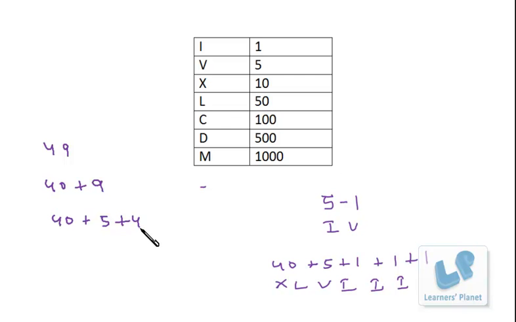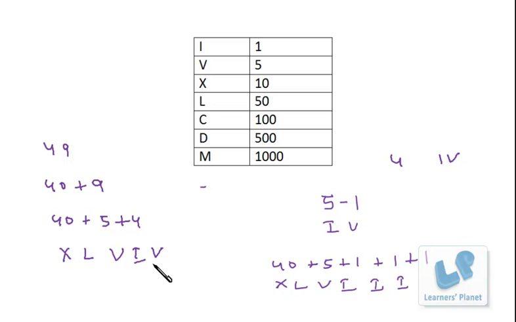Now if I have to write 4, I have to write I four times, which is not acceptable according to the rules of the Roman number system. So I need another way to write 49. Now what most of the students do wrong over here is they write 40 like this, then 5 is V, and 4 is generally written as IV, and they write IV over here.